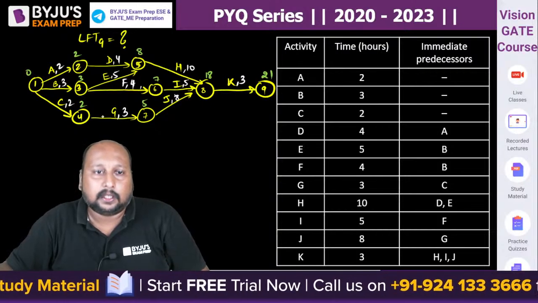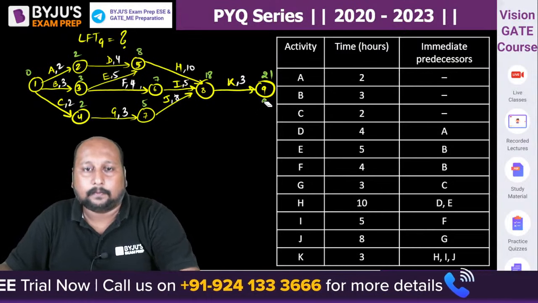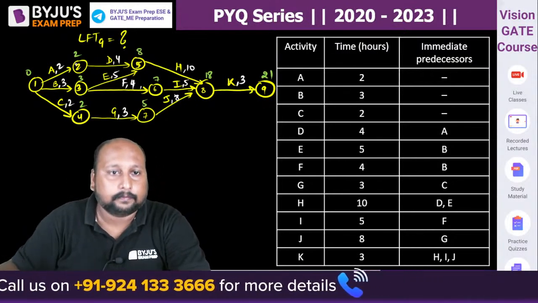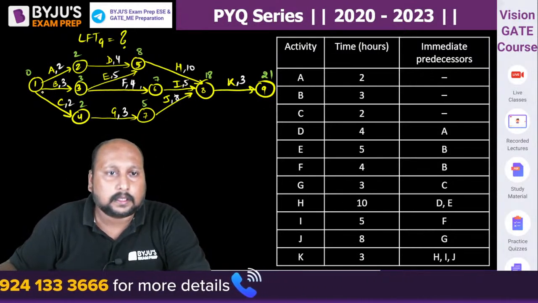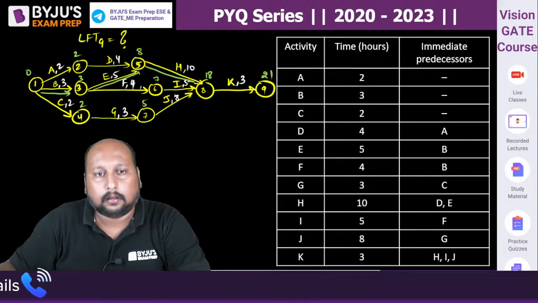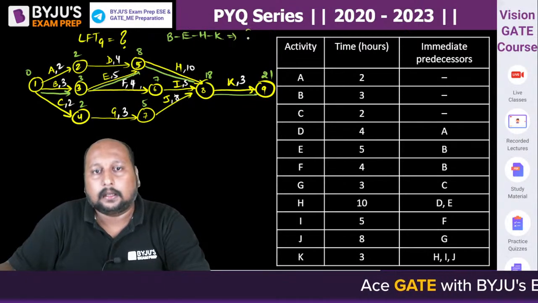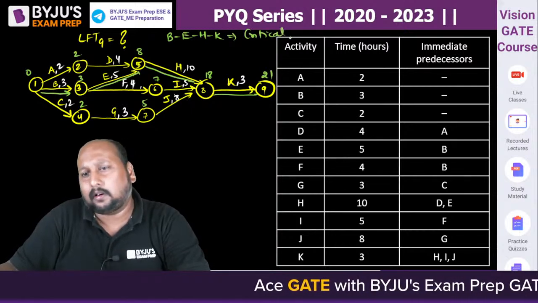Where is activity G? Here's activity G. We have to go for back calculation. And what is the critical path? The critical path is somewhere around here. This is the critical path. Okay. This is the critical path. That is BEHK. This is the critical path, which is actually not required also.